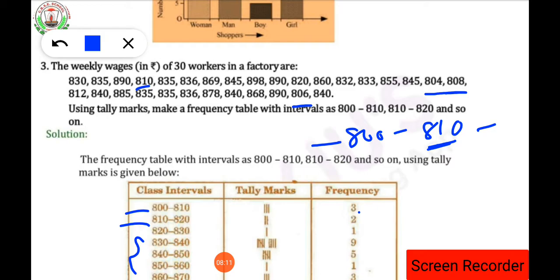मतलब जो अपर लिमिट है वो नेक्स्ट इंटरवल में जा करके लोअर लिमिट हो जाता है, ठीक है। सो हियर अपर लिमिट एंड द लोअर लिमिट, हैव यू अंडरस्टूड? Now you will ask, teacher, why we are not counting this 810 in the first class? This is the first class interval, this is the second, this is the third, like that. So why we are not counting 810 in the first interval? Because this 810 will go in the second interval, that's why.